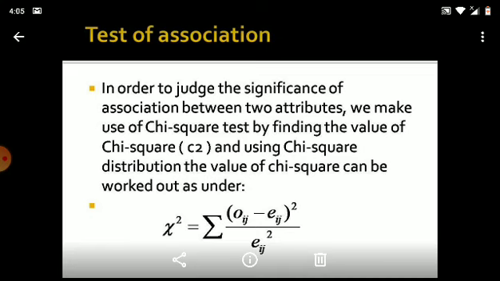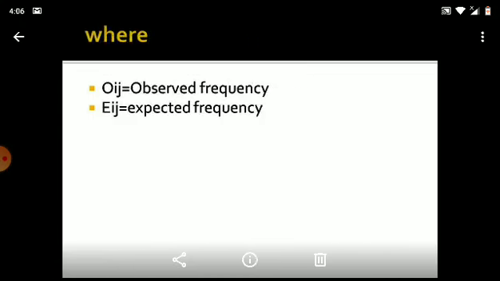It is in the center, meaning first of all you have to solve this divisor equation, and then you have to add. First you have to calculate (OIJ minus EIJ) square, then divide it by the corresponding EIJ, and finally add that column to get your required chi-square value. OIJ stands for the observed frequency and EIJ stands for the expected frequency.